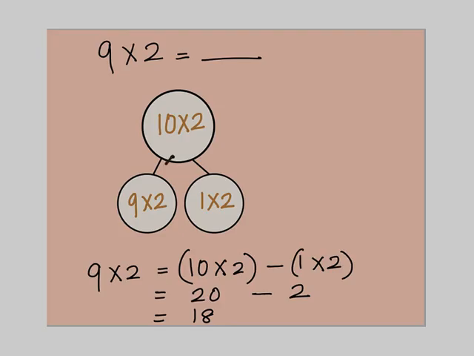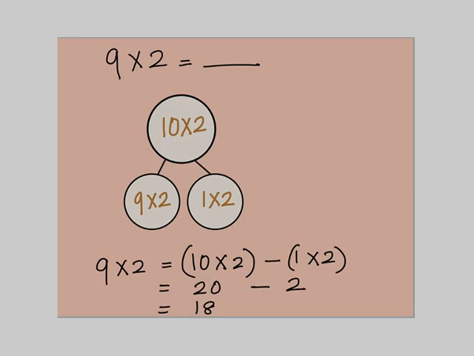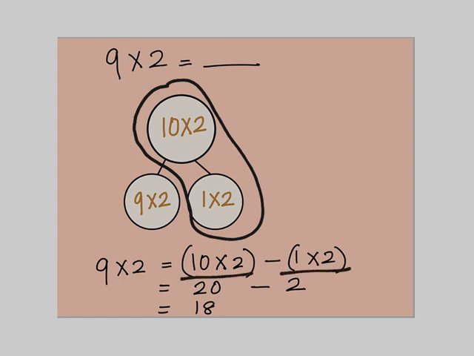So here we have to find 9 times 2 equals what? To find 9 times 2, I'm going to use a strategy, 10 times 2 minus 1 times 2. We know that 10 minus 1 is 9, right? So 10 times 2 minus 1 times 2. The value of 10 times 2 is 20 and the value of 1 times 2 is 2. So 20 minus 2 will give us 18.